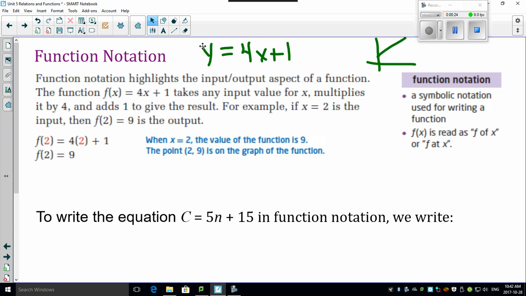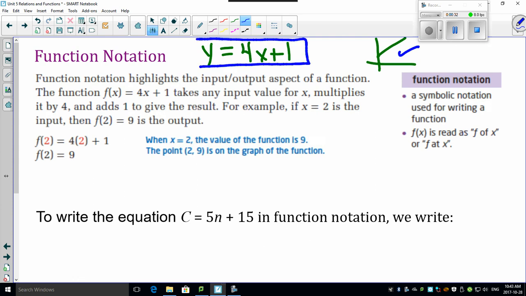Now, the interesting thing is that, since this is a function, shouldn't we somehow describe it with some sort of notation saying, yeah, if somebody looks at this, it is a function, right? The notation that we use is this stuff over here. This is a symbolic notation used for writing a function, and we call it f of x. Some people call it f at x.